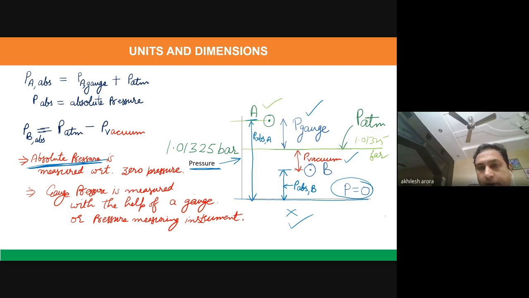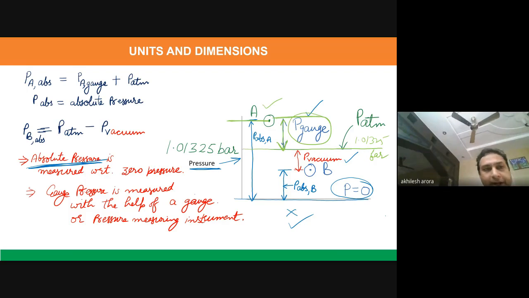it is shown here. This point is above the atmospheric pressure line. The pressure which is just above the atmospheric pressure line is known as the gauge pressure. That means this value of pressure with reference to the atmospheric pressure is known as the gauge pressure. Let us see the first equation here. P A absolute. What is P A absolute?